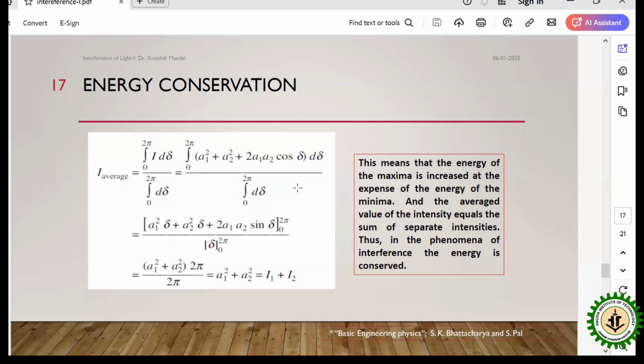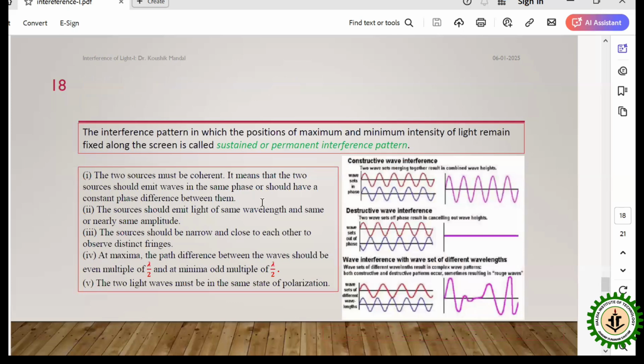Next are the conditions for sustained or permanent interference. The interference pattern in which the positions of maximum and minimum intensity of light remain fixed along the screen is called the sustained or permanent interference pattern.